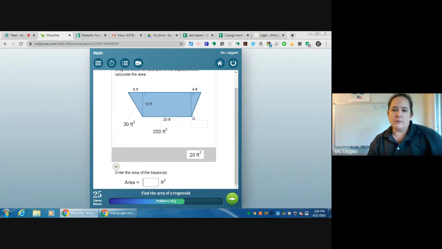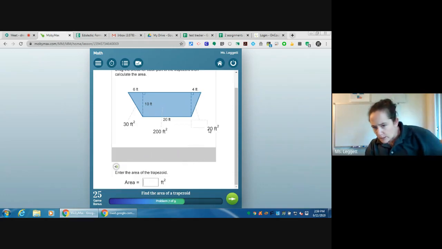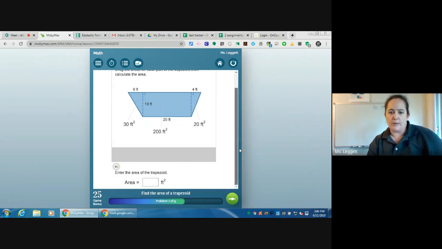Now, this height, even though they don't write the number, this height is the same as this height because this is a rectangle. All right? So 10 times 4 is 40, and if you divide it by 2, it would be 20, and they want that in that box right there. So what's the area of the whole thing? It would be 30 and 20, which is 50. 50 and 200 is 250, and it's feet squared, okay?